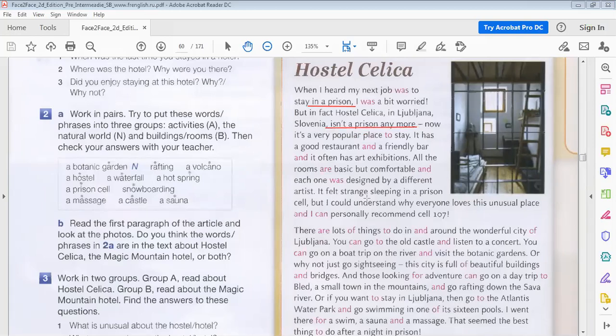And what else did she say? She mentioned something else. It felt strange sleeping in a prison cell. But I think also Samiha is right, because they also talked about each cell being designed by a different artist, right? But was this when the place was a prison or when it changed and became a hostel? Maybe when it changed to a hostel. I think that's exactly the idea, because it says here, every cell, each one.